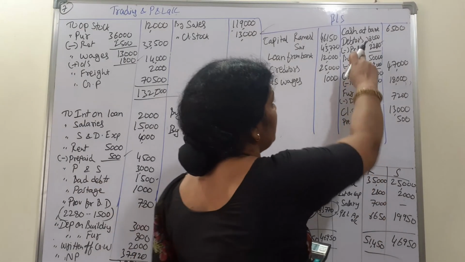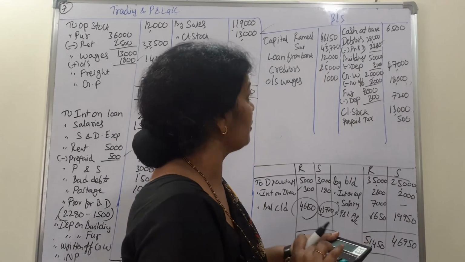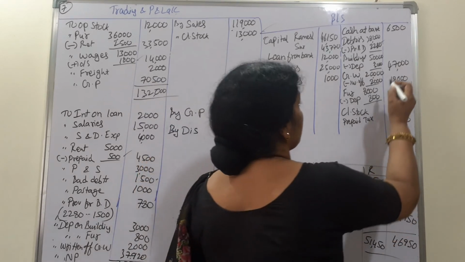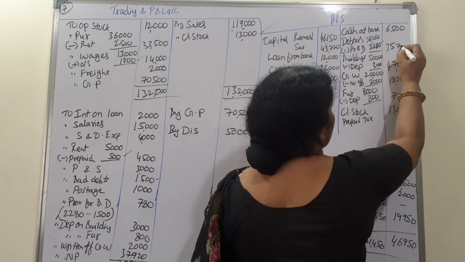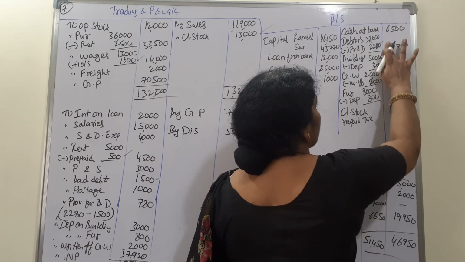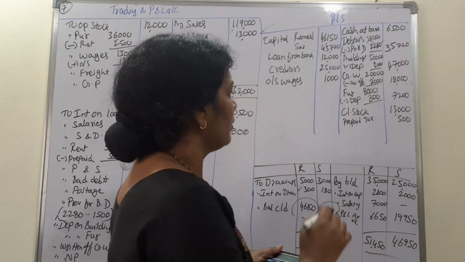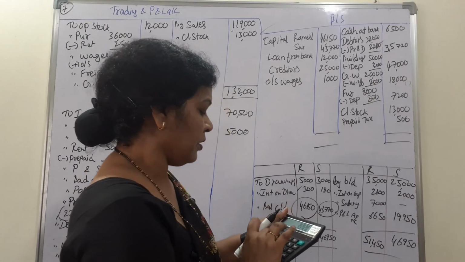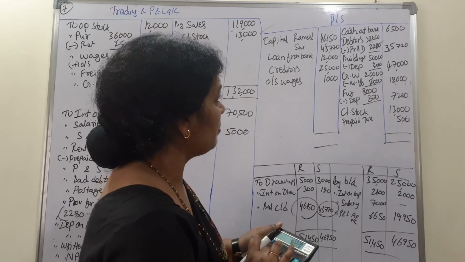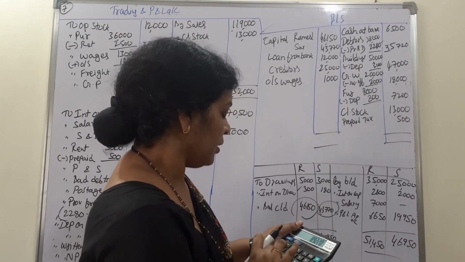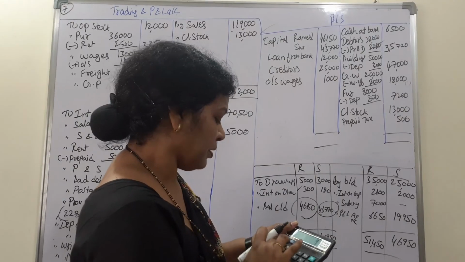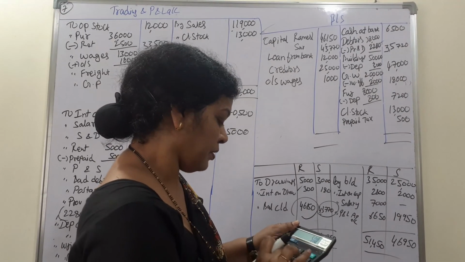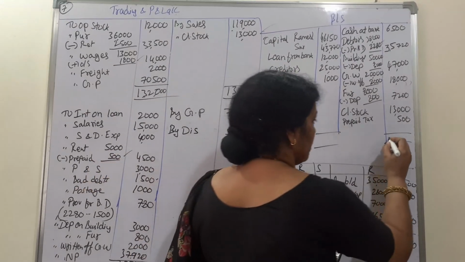For closing the account, first we didn't do this. 38,000 minus 2,280, 35,720. We'll total up everything. 35,720 plus 6,500, 47,000, 18,000, 7,200, 13,500, 1,27,920.